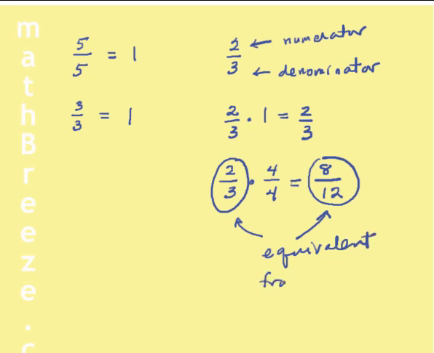They're equal in value. They look different, but they're equal in value, and we call them equivalent fractions. 2 fractions are equivalent fractions if we can get from one to the other by multiplying top and bottom, or numerator and denominator, by the same number, like we did here. Here we multiplied numerator and denominator by 4 to obtain 8/12.